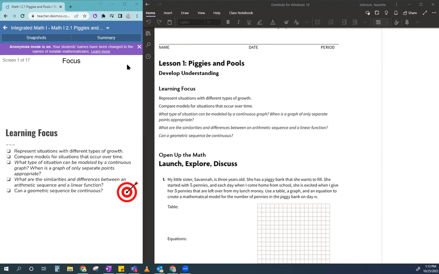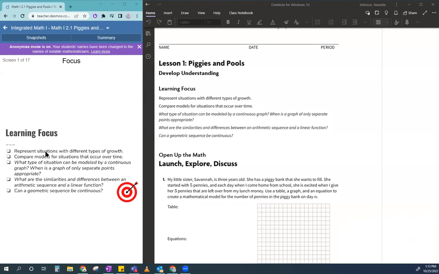The next thing that we're going to do is 2.1, and it's called piggies and pools. We're going to represent situations with different types of growth, compare models for situations that occur over time, and decide what type of situation can be modeled by a continuous graph, and when separate points are appropriate. What are the similarities and differences between arithmetic and a linear function? And can a geometric sequence be continuous?